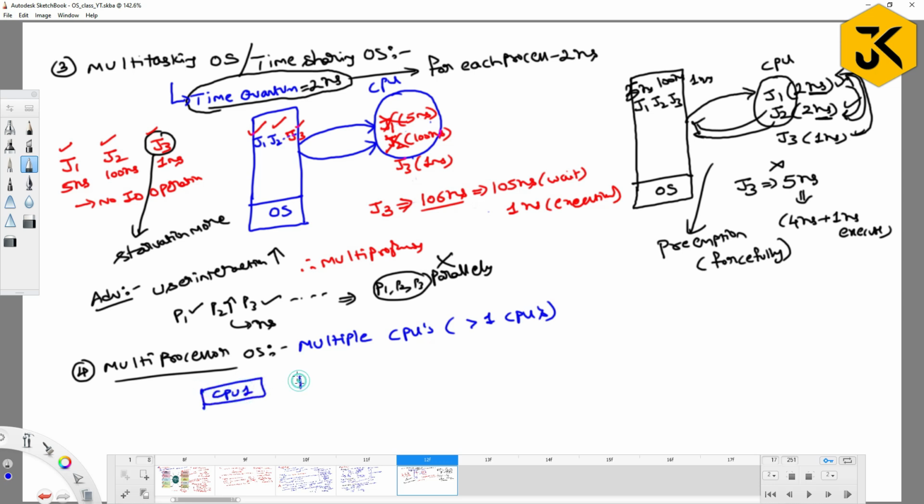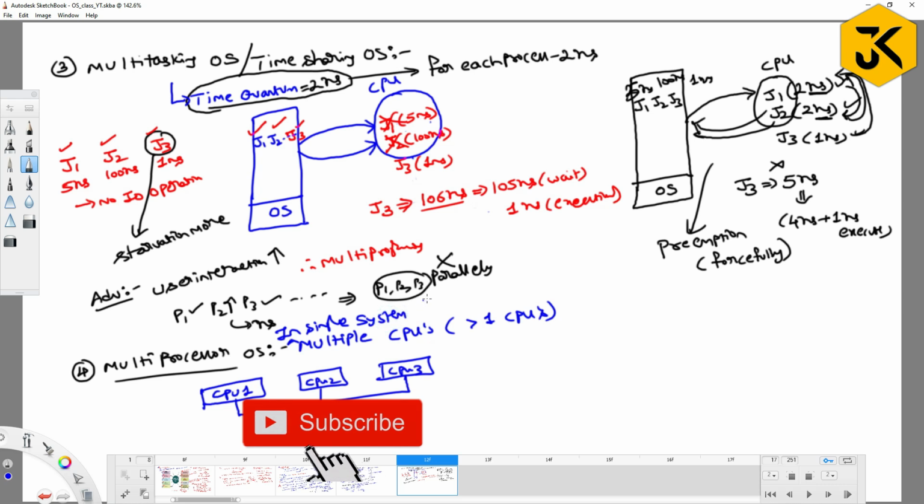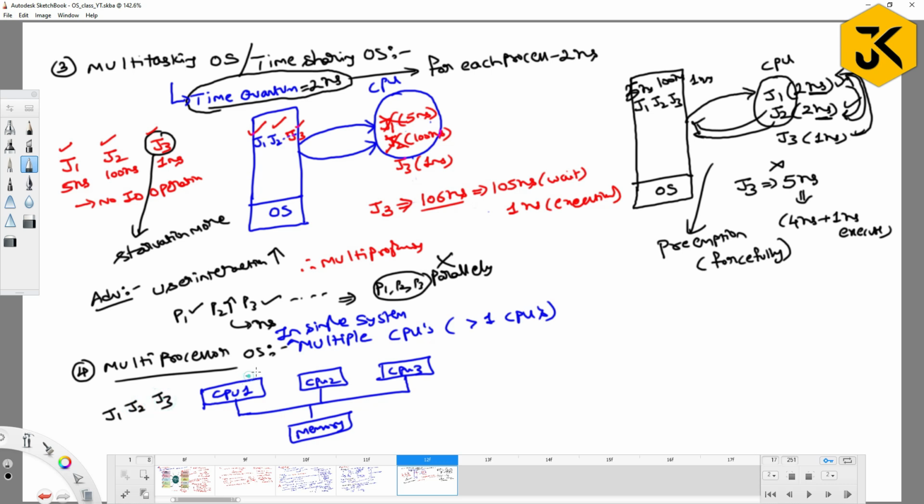If we take a single system, it has CPU 1, CPU 2, CPU 3, all connected to the same memory. As it is connected, it is only a single system, right? Which means that in a single system we have multiple CPUs. When we have multiple CPUs in a single system, assume that I have J1, J2, J3 as the tasks. J1 will be handled by CPU1, J2 will be handled by CPU2 and J3 will be handled by CPU3.